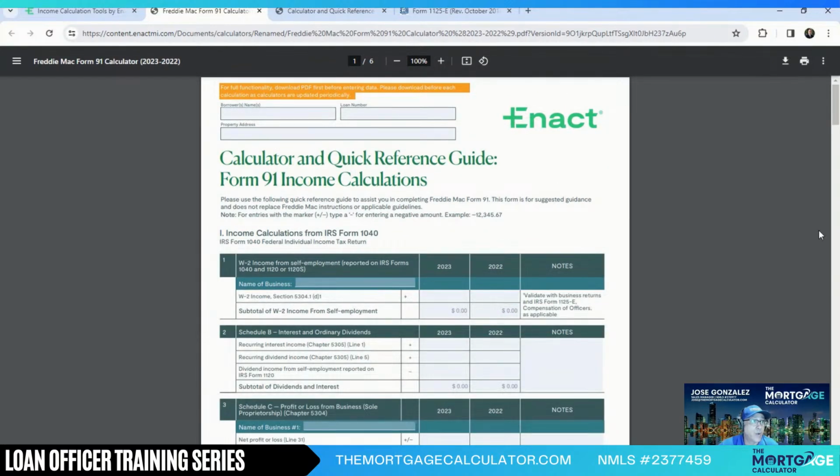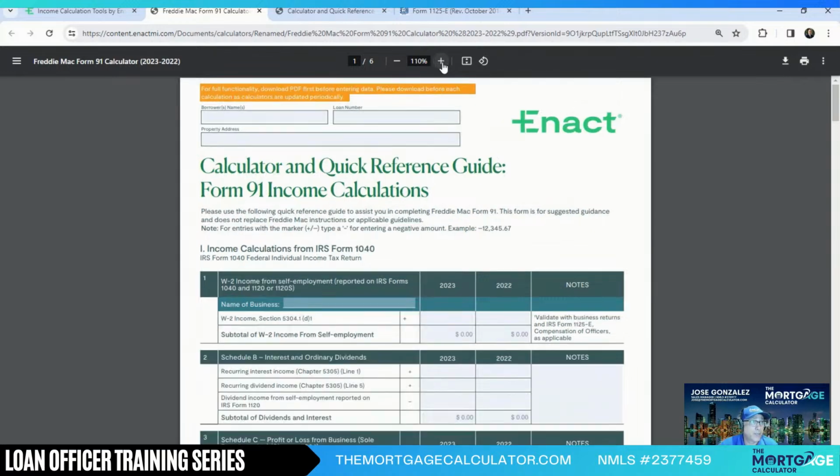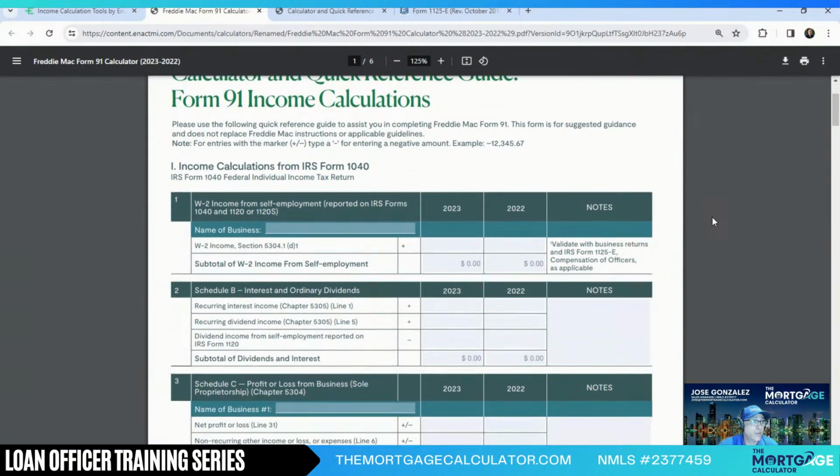Now this is our Form 91. So now make that actually a little bit bigger here. You will note here it says W-2 income. That's W-2 income from self-employment. So you would not put there W-2 income that actually comes from a W-2 job if they happen to have a separate full-time regular job aside from their self-employment. On this form, W-2 is from self-employment. In other words, they're paying themselves that W-2.